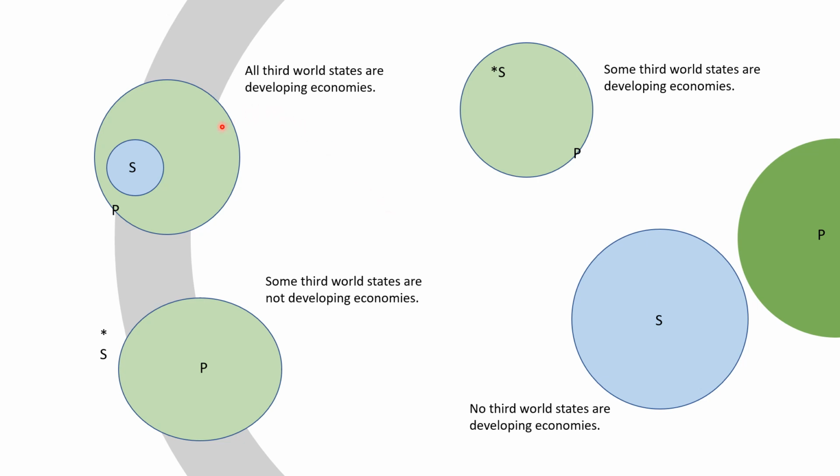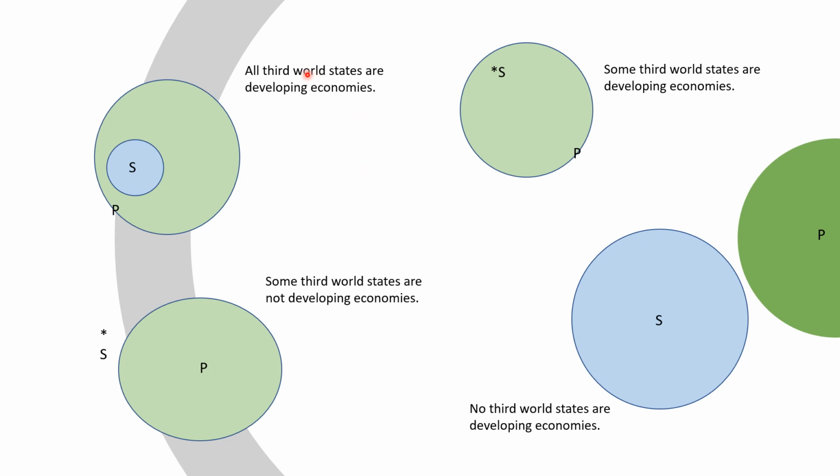Now, the first proposition here says that all third world states are developing economies. The other one says some third world states are developing economies and some third world states are not developing economies, and no third world states are developing economies. Now this again is a presentation of how terms do exclude each other. Remember that each term represents a particular class, so that we have two classes in a proposition because there are two terms, the subject and the predicate.